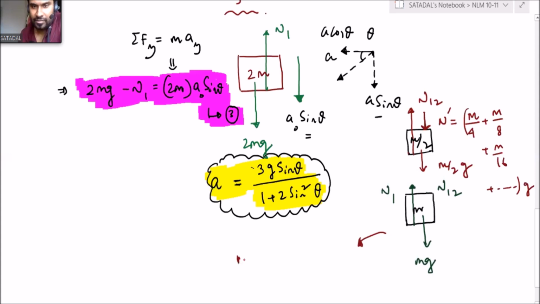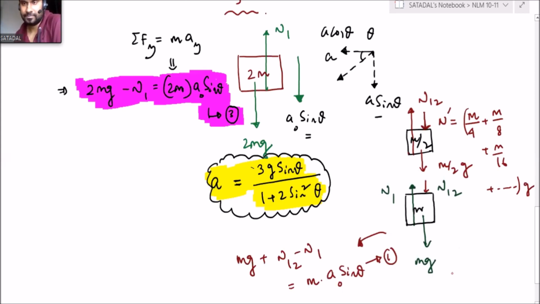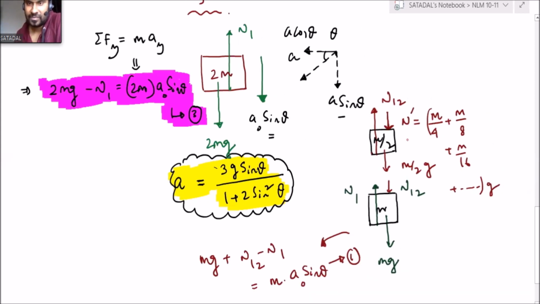So the force equation for this one is going to be how much? This is coming down. So mg plus N12 minus N1 is equal to m into a naught sin theta. This is equation 1. What is the force equation for this one? M by 2 g plus N prime minus N12 is equal to m by 2 into a naught sin theta.